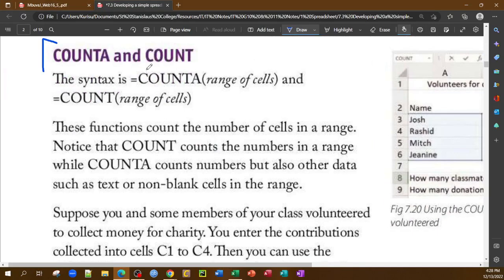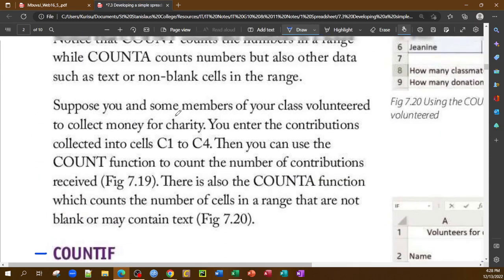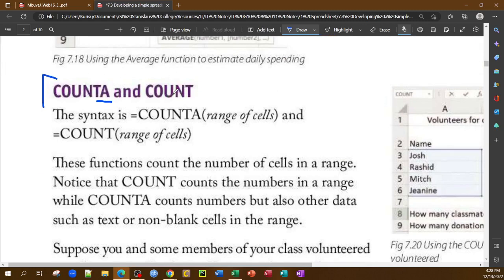Today we're going to be starting with the COUNTA and the COUNT function. There's actually three count functions. There's the COUNTIF also. So we're going to start off with COUNTA and COUNT. Now remember the syntax. This is the key part you need to remember, is how to build that function. So equal sign, COUNTA, and in brackets, just like average, you put in the range of cells. Same for COUNT also. Equal COUNT, and in brackets, you put in the range of cells.